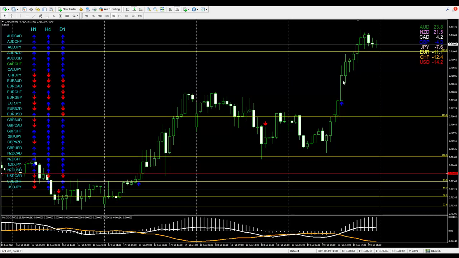It's the same as here. You can see there is a buy signal there already. It's actually above 61.8. So there is no trade for CAD CHF.